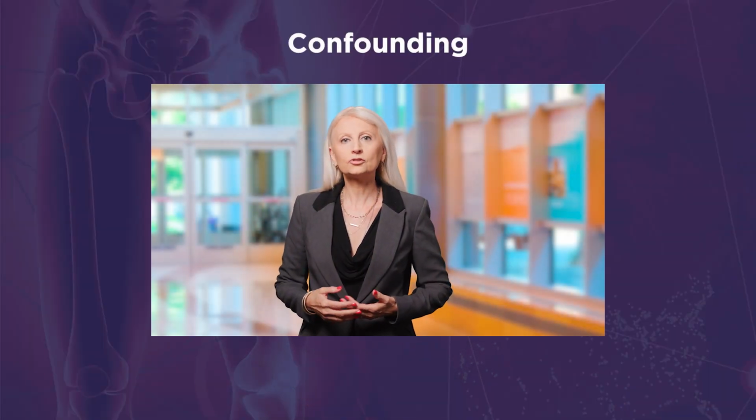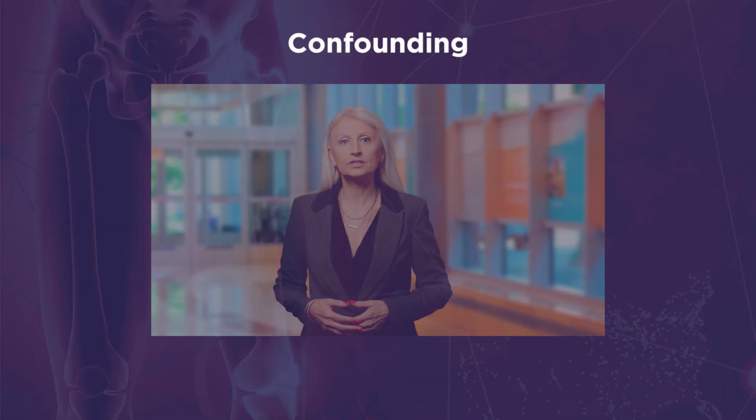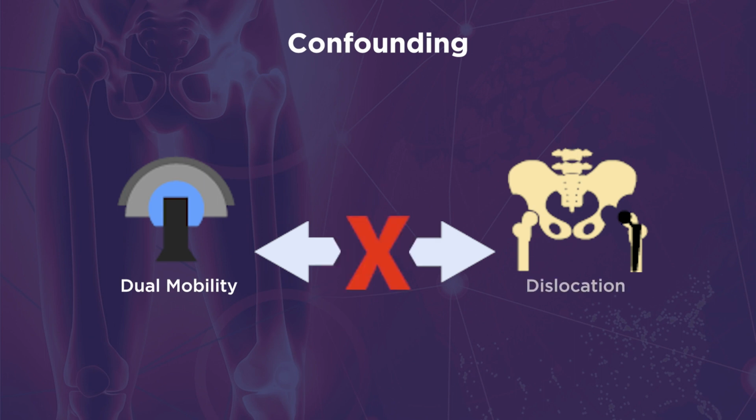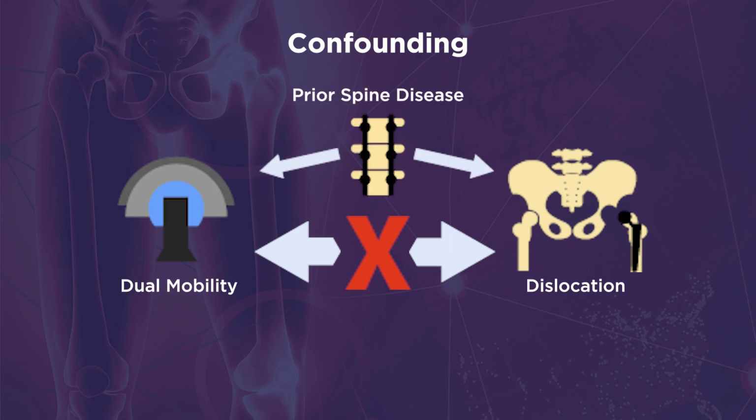Possibly the most common reason why correlation is mistaken for causation is the presence of measured or unmeasured confounders. Confounders distort the true relationship between two variables. For example, in registry-based studies, we may find that dual mobility constructs are not associated with a reduced risk of dislocation, when in reality, an unmeasured confounder, such as prior spine disease, influences the choices of dual mobility implants, as well as the risk of dislocation.